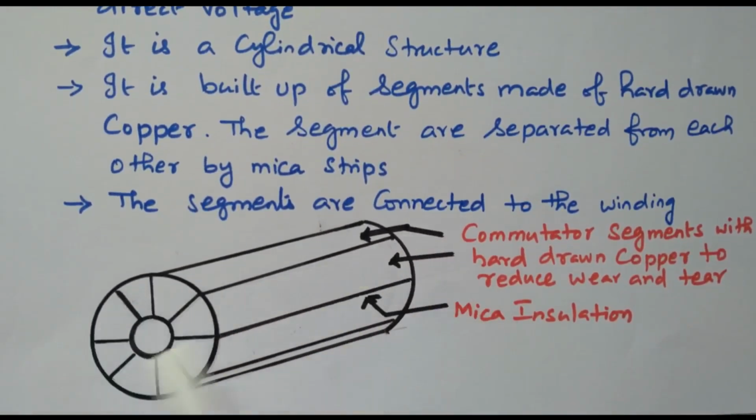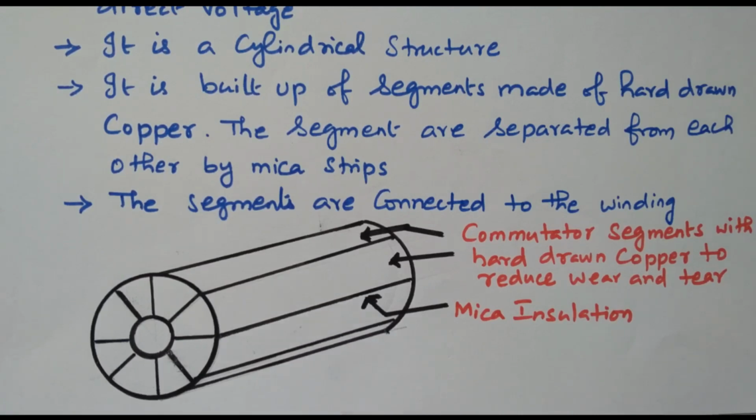I already told it's a cylindrical form. This is nothing but a commutator segment with hard drawn copper to reduce wear and tear. These are copper segments, and these lines are mica insulation. Each and every segment is insulated by the mica. There is no connection, there is no short circuit. If, suppose, 12 poles are available, there will be 12 segments available. Each and every pole's supply is given separately from the segment, and it is also insulated by the mica insulation.